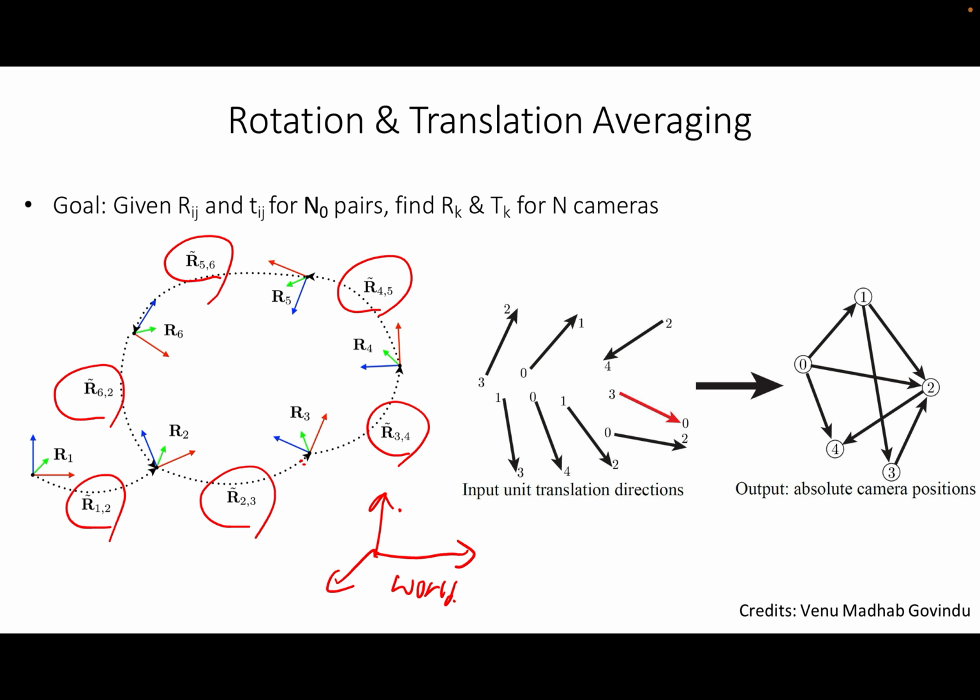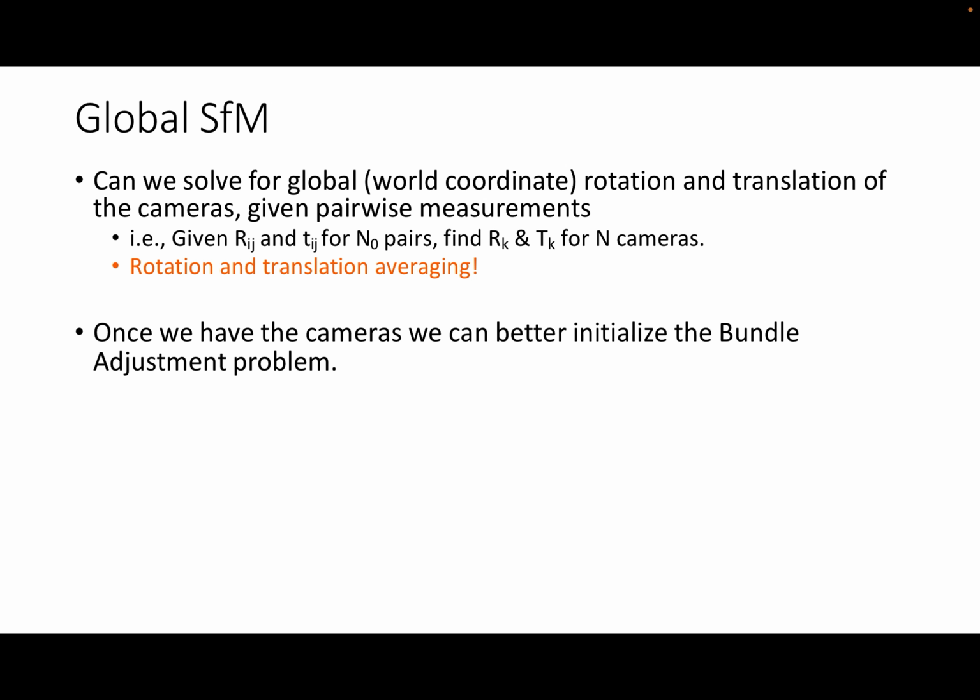So how can we recover this? That is global structure from motion. That is what global structure from motion is doing. Can we solve for the global world-coordinate rotation and translation of the cameras given pairwise measurements? So given Rij and Tij for n0 pairs, find Rk and Tk for n cameras. Rij and Tij mean the relation between the ith frame and the jth frame.